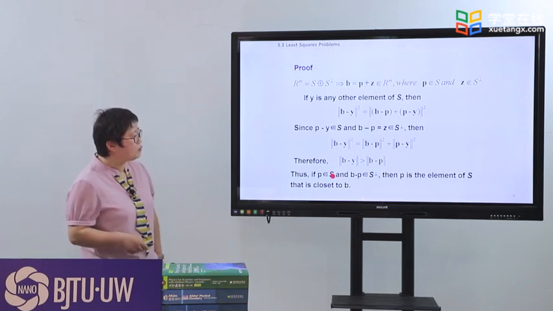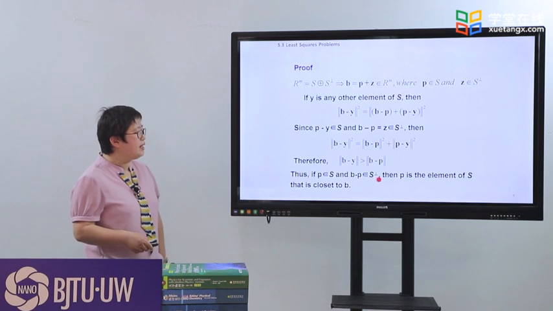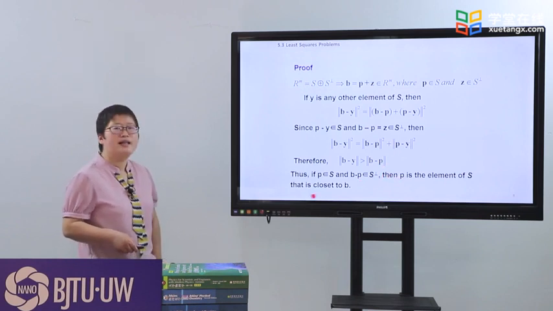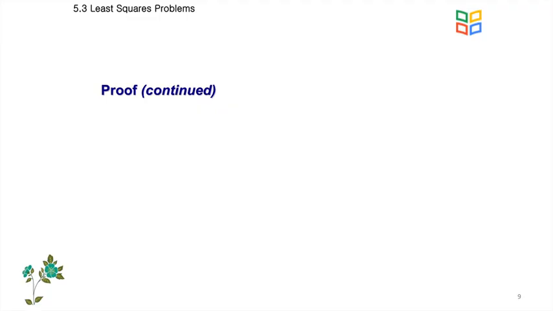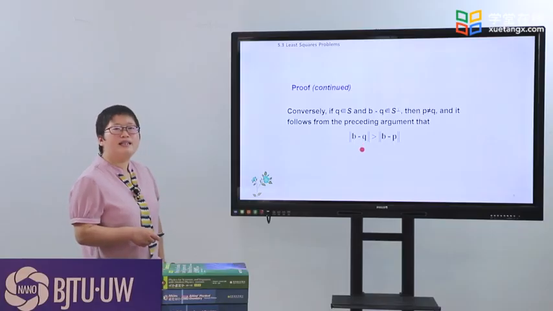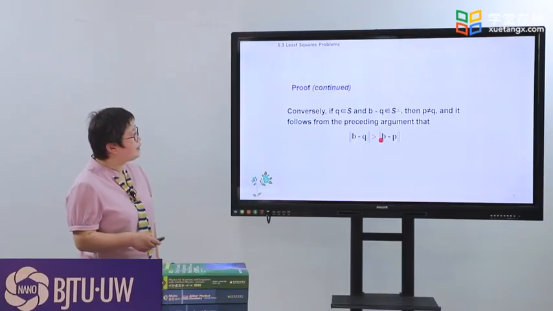Thus, if P belongs to S and B minus P belongs to S orthogonal complement, then P is the element of S that is closest to B. Conversely, if Q belongs to S and B minus Q is not in S orthogonal complement, then P does not equal Q, and it follows from the preceding argument that the length of B minus Q is greater than the length of B minus P.